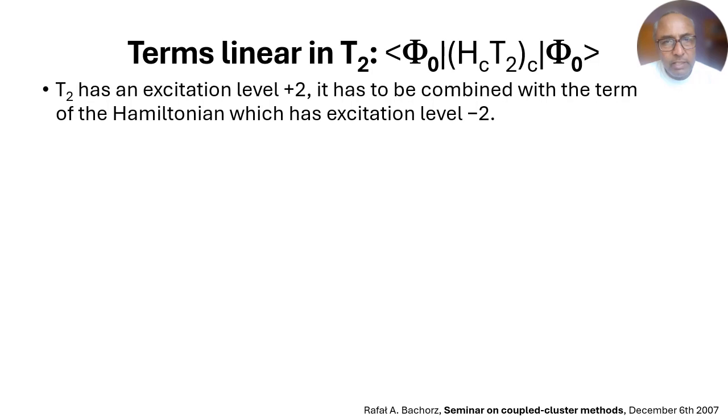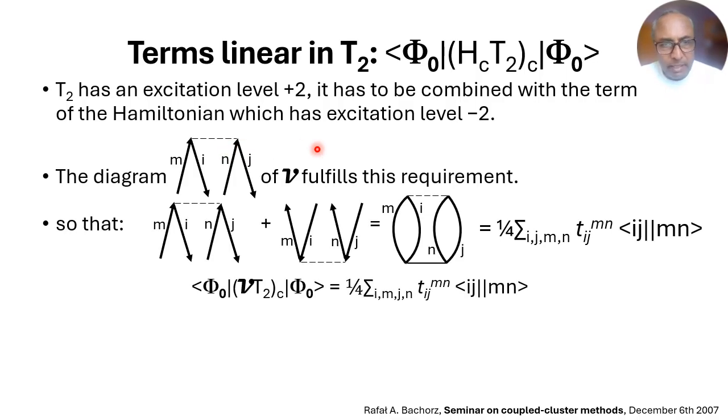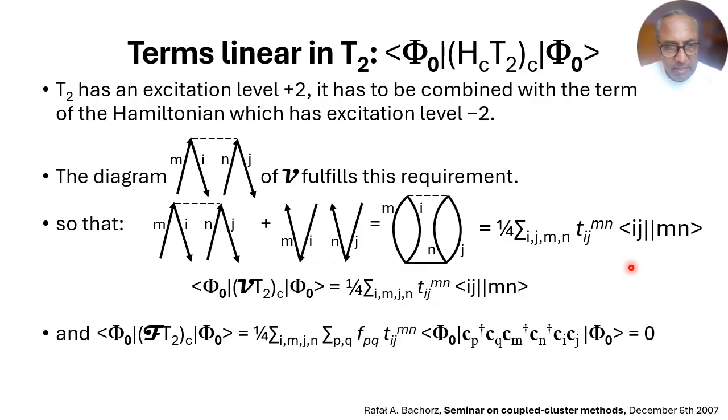Coming to the terms linear in T2, that is bra phi 0 connected part of HCT2 phi 0 ket, T2 has an excitation level plus 2. So it has to be combined with the term of the Hamiltonian which has excitation level minus 2, and that is this diagram of V, which corresponds to annihilation of 2 excitons. Combining that with T2 gives us this diagram, which, following the rules we have enumerated, is quarter sigma ijmn Timjn bra ijmn ket.